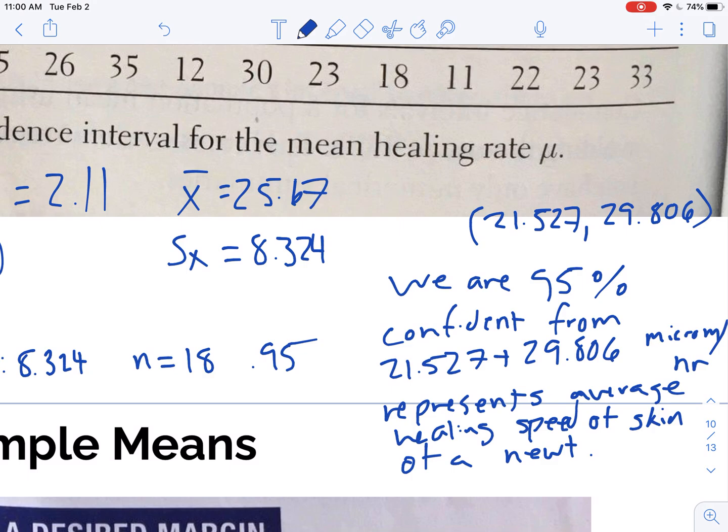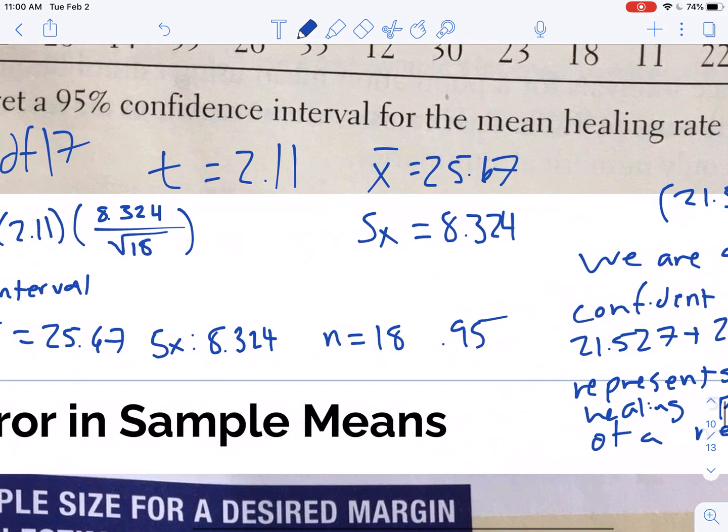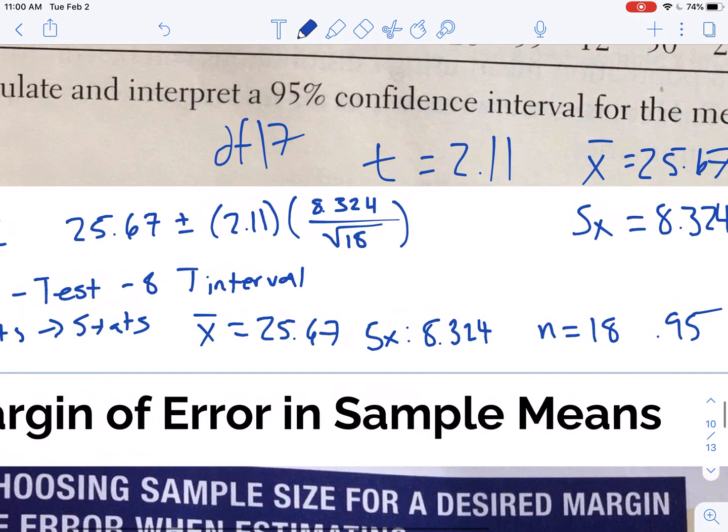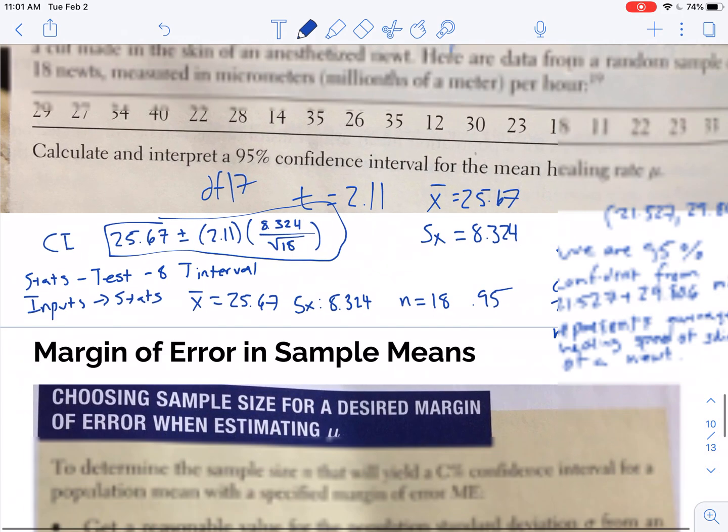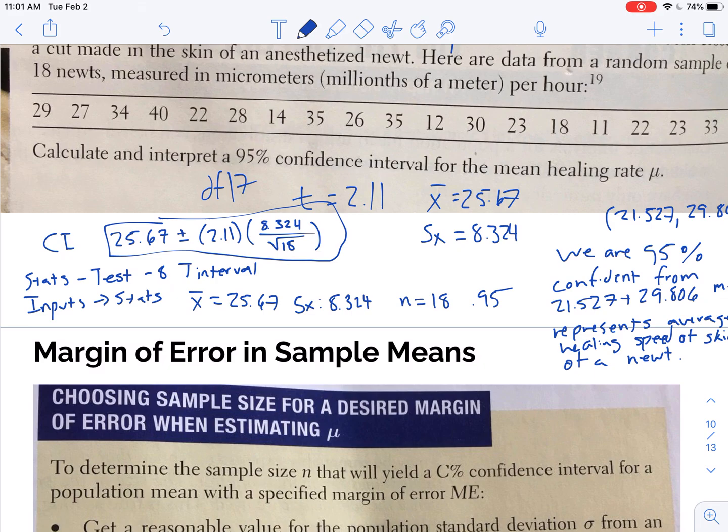I'm going to use my calculator for almost everything, but I still have this mathematical formula over here that I could use if we're struggling with the calculator instructions. I can plug all this in. The calculator does that for me, and I can figure out that 95% of samples at a size of 18 done randomly are going to give me intervals that have the mean in it. So I'm saying with 95% confidence that the mean healing speed of the skin of a newt from a laceration is about that. So there you go.